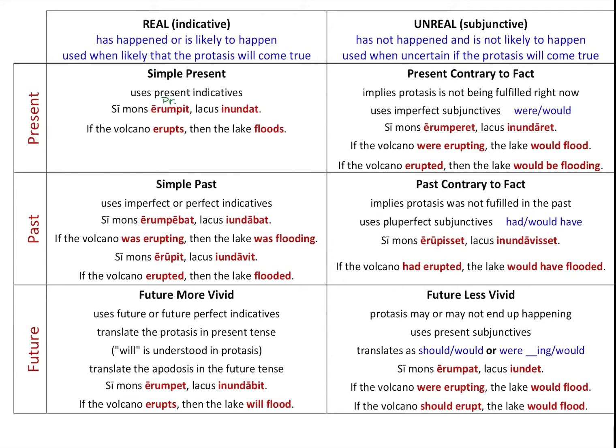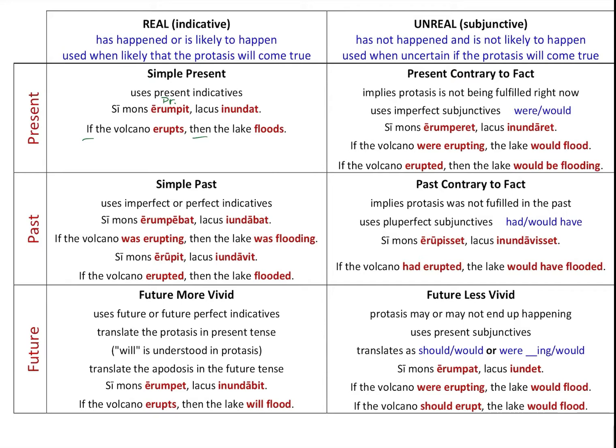For instance, Mount Vesuvius or Pompeii, right? At Pompeii, it would just have been Mons Vesuvius, right? They would not have called it volcano. So not every mountain is a volcano, but it can be translated as mountain or volcano. All right. So if the volcano erupts, then the lake floods. Both of them are in the present tense. We have an if and a then there.